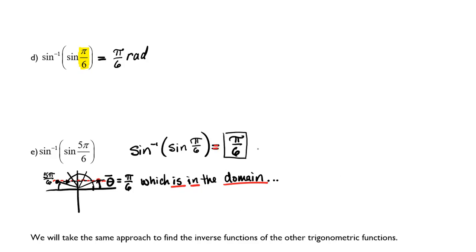You can check this with your calculator by substituting, but first making sure you're in radians, sine inverse of sine of 5 pi/6, and it gives the decimal value of pi/6, which is approximately 0.52 something. And it's really important for you to understand how to tell the difference between finding an angle and finding a length. We'll take the same approach to find the inverse functions of the other trigonometric functions. So this is something that you absolutely have to practice.